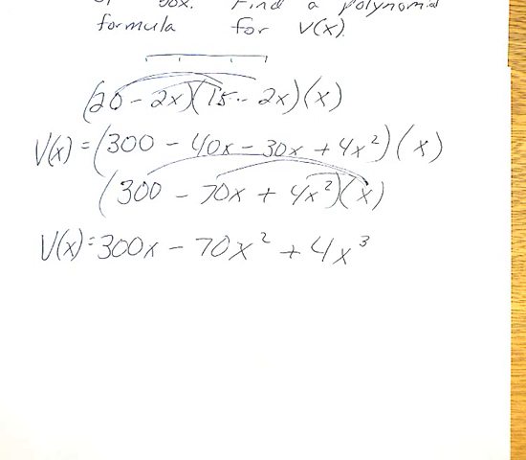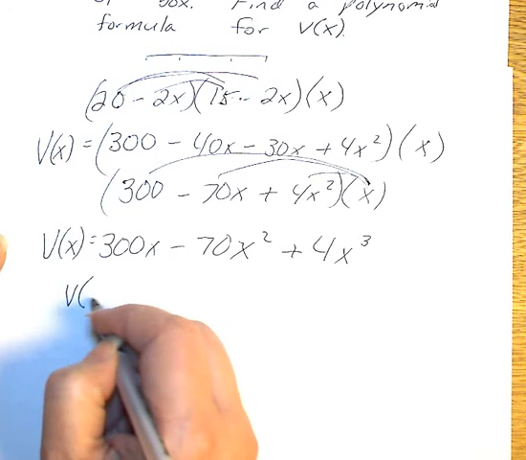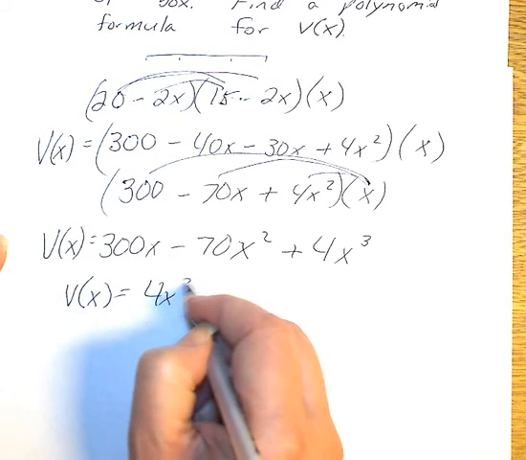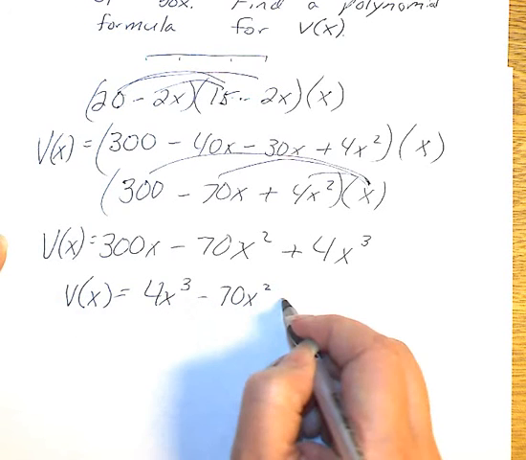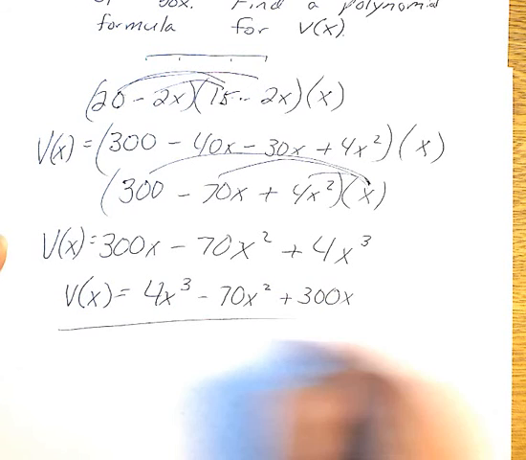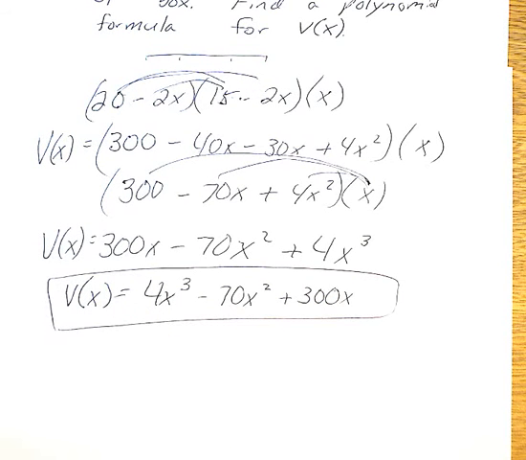One last step. When I am writing my polynomial, what do I have to do? What do you think I have to do with this? Put what? Very good, the largest degree in front. So I have to rearrange this so it goes largest to smallest. So my final answer is V of x is equal to 4x cubed minus 70x squared plus 300x. What is the degree of this polynomial? 3. Leading coefficient? 4. Very good. And what type of polynomial is it of the 3 terms we learned? Trinomial. Yes, very good. Because there's 3 terms, so it's a trinomial.